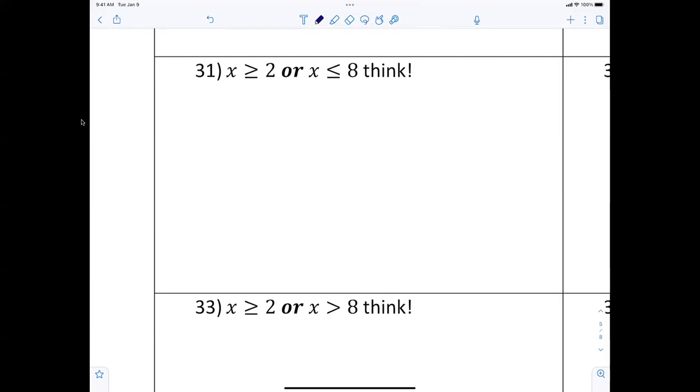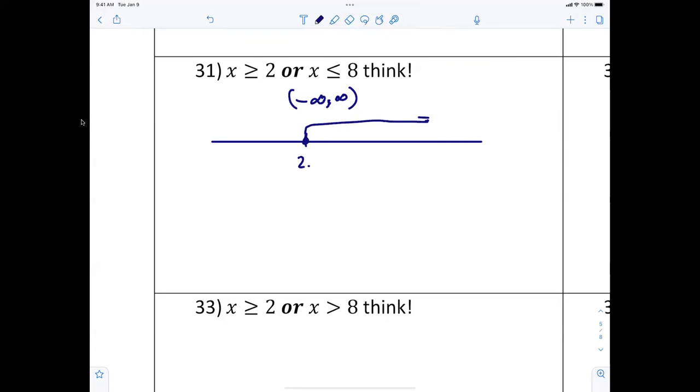Greater than 2 or less than 8. Anybody have a thought for this? Everything. That's very smart. That's right. Everything. So your answer would be -infinity to infinity. Now, obviously, the question is, how do we know that? On these, I always tell kids it's a good idea to write out the answer. Greater than or equal to 2 is going this way. Less than or equal to 8 is going this direction. Does everybody agree? Because it's an or statement, I only have to be true for one of them.